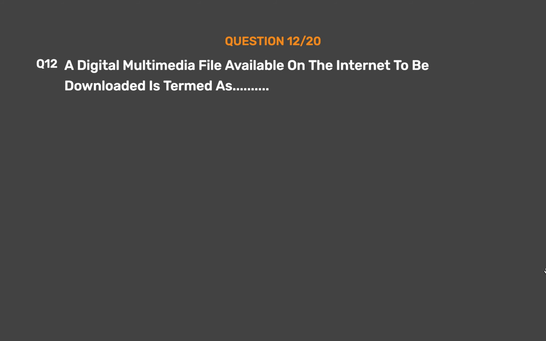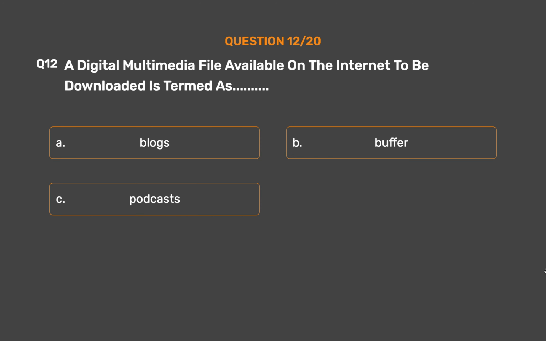Question number 12. A digital multimedia file available on the internet to be downloaded is termed as option A, blogs. Option B, buffer. Option C, podcasts. Option D, none of these.